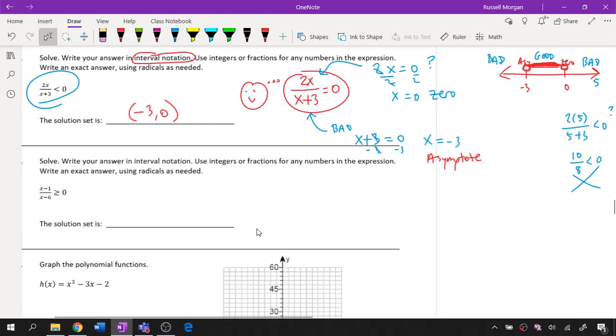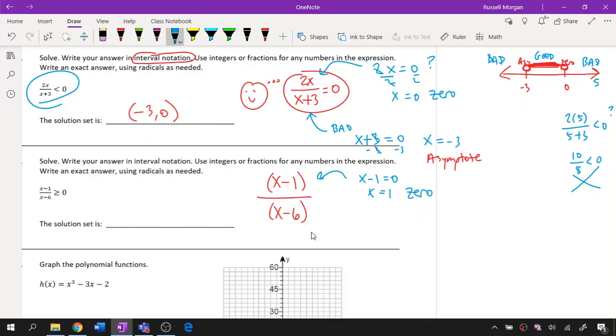Let's go to the next problem, which is very similar. Let's do this again. Solve, write your answer in interval notation. Here we go. Let's talk about when the top is equal to 0 and when the bottom is equal to 0, because then we can tell when it's greater than or equal to 0. Well, a 0 on top is okay. So when is it a 0 on top? Well, that's when x equals 1. I can just add 1 to both sides. And that's a 0 on top.